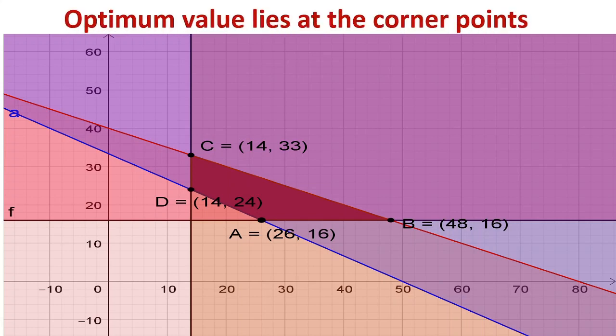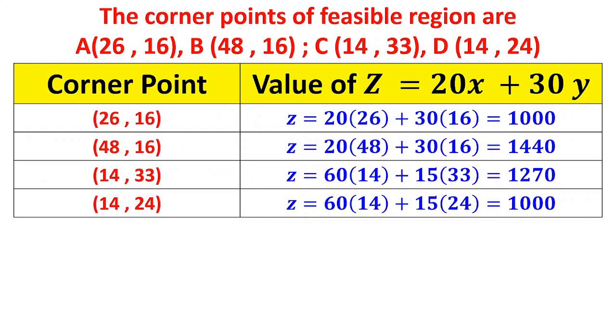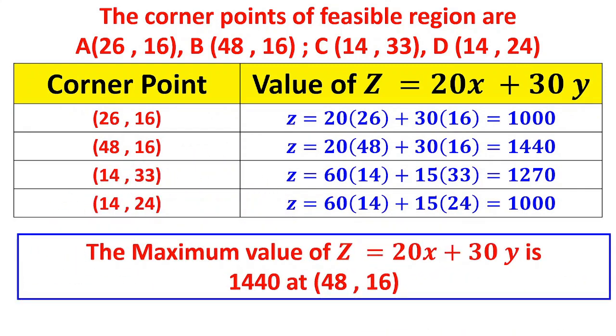And the optimal value lies at the corners, and I am getting those values now. And as usual I am getting the value of 20x plus 30y at these points. This is the problem of maximization. Therefore maximum value is 1440, obtained at 48, 16.